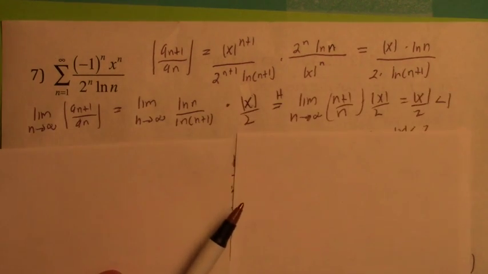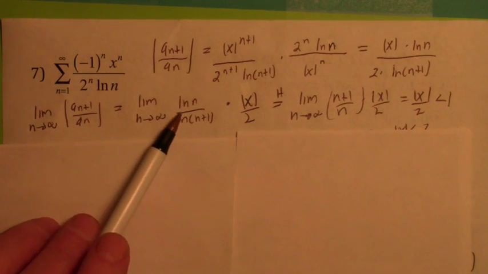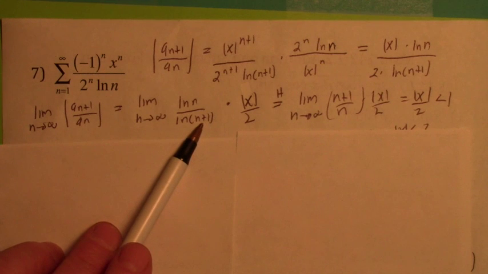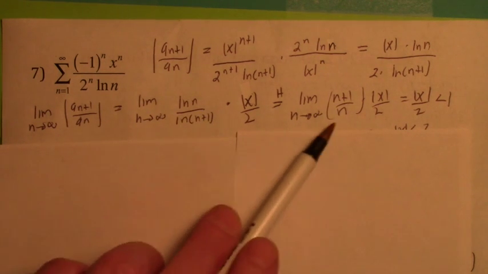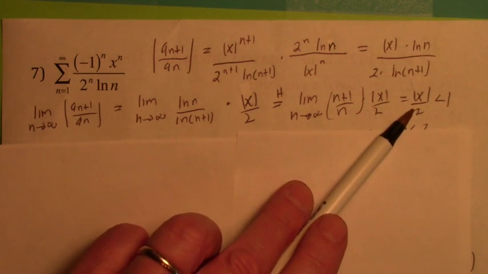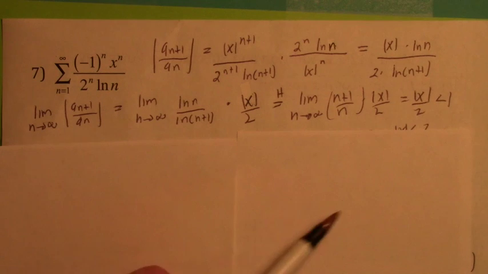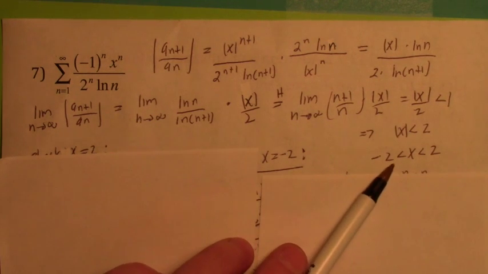So when you take the limit, it looks like this. What's the limit as n goes to infinity of ln of n over ln of n plus 1? I believe you can use L'Hopital's rule. By L'Hopital's rule, that gets close to 1. So you should have just got the absolute value of x over 2 is less than 1, which turns out to be x is between negative 2 and 2.